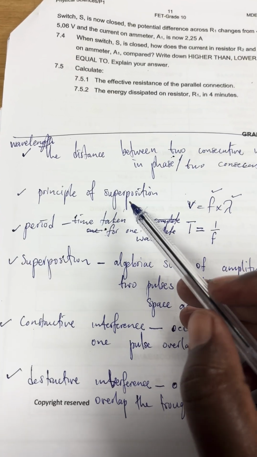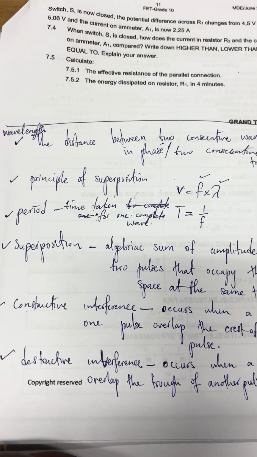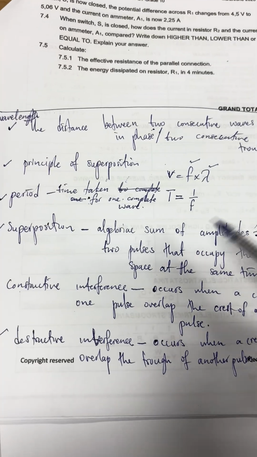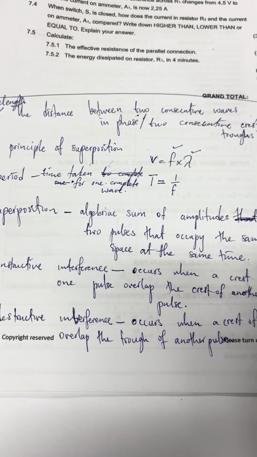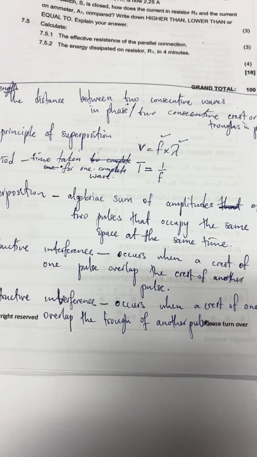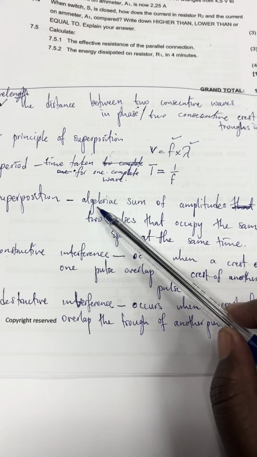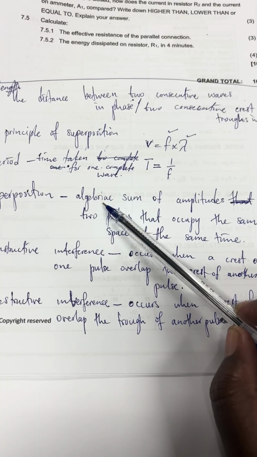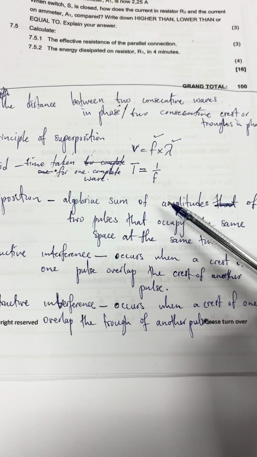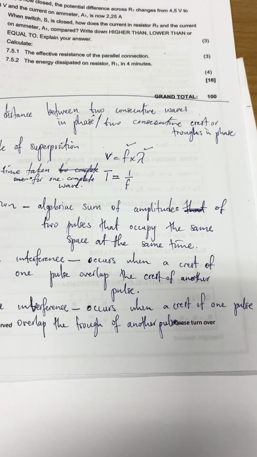And then again, we have the principle of superposition. It is important to understand the principle of superposition, and also understand the definition itself, because they might ask you what superposition is, and you should be in a position to define the term. If you recall correctly, what we did earlier this year around March and also June, while we are revising, we are just looking at the algebraic sum of amplitudes of 2 pulses that occupy the same space at the same time.